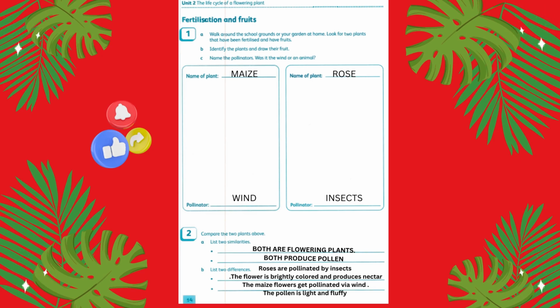And number two, compare the two plants, list two similarities and list two differences. So similarities are both are flowering plants, both produce pollen. And differences, roses are pollinated by insects, the flower is brightly colored and produces nectar. The maize flower gets pollinated via wind and the pollen is light and fluffy.